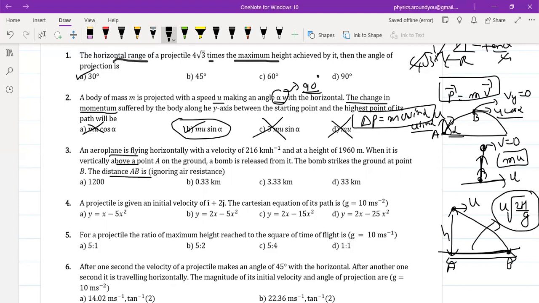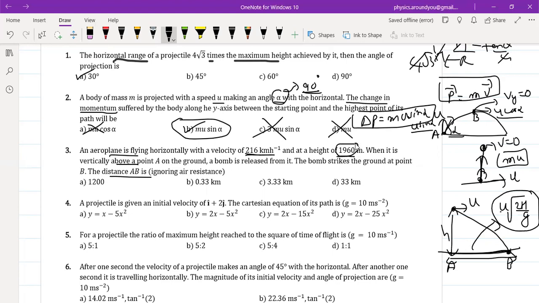U times square root of 2h by g, where u is the horizontal speed, h is the height from which the bomb or the ball has been thrown horizontally, and g is acceleration due to gravity. So here u is given as 216 kilometer per hour and h is given as 1960.